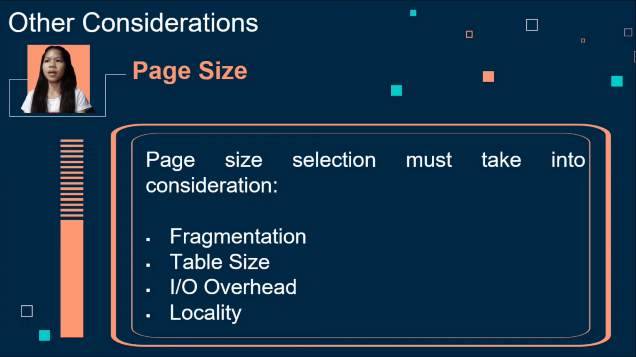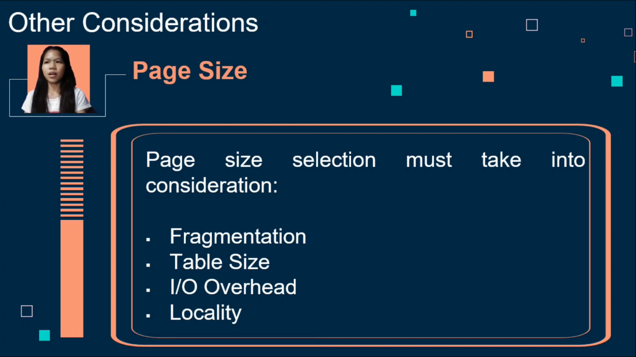The next one is the I/O overhead. I/O time is composed of seek, latency, and transfer times. Transfer time is proportional to the amount transferred, a fact that would seem to argue for a small page size. A desire to minimize I/O time argues for a larger page size.